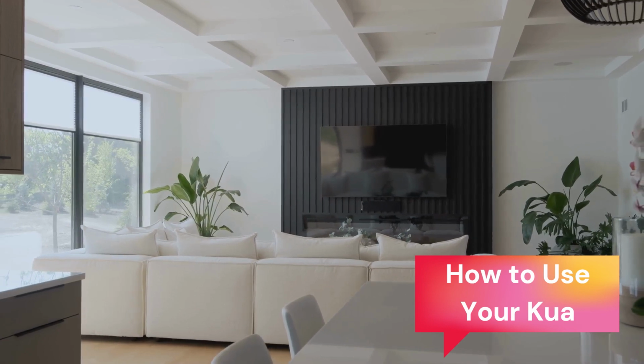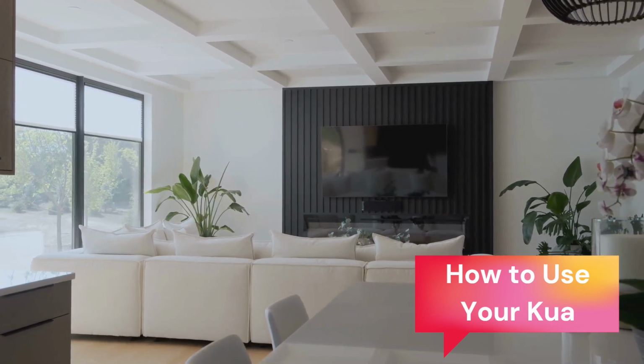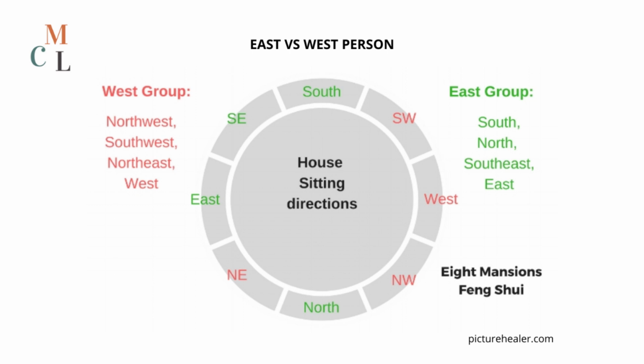But how exactly does one apply the qua number in home decor? Firstly, the qua number can help you understand if you are an East person or a West person. Those who belong to the East group benefit from facing and tapping the 4 East group directions: Southeast, East, South, and North. Meanwhile, all West group people benefit from West group directions: West, Southwest, Northwest, and Northeast.